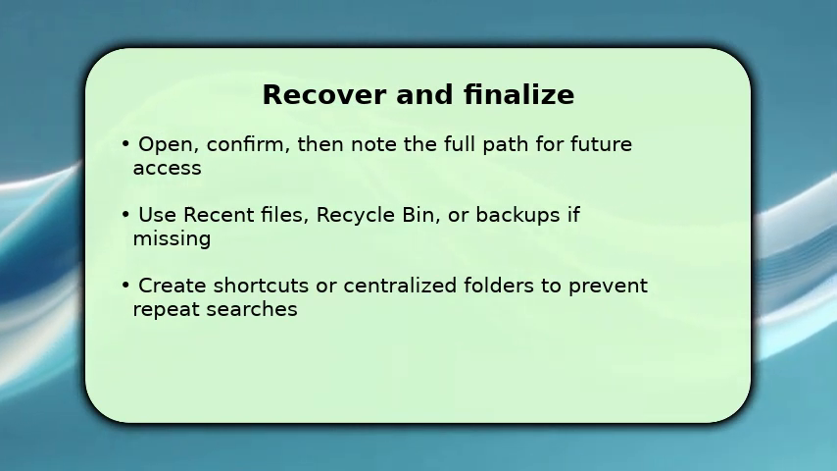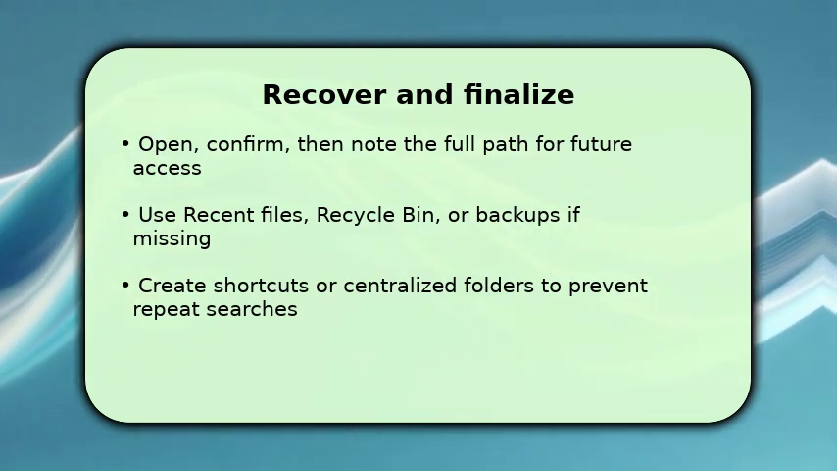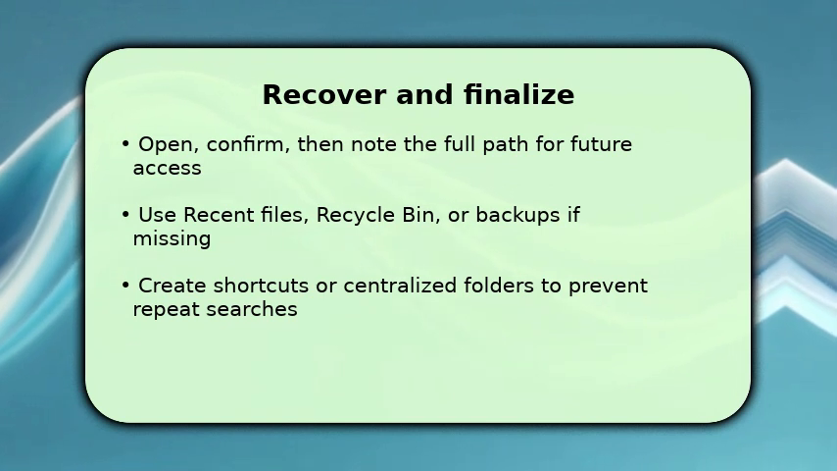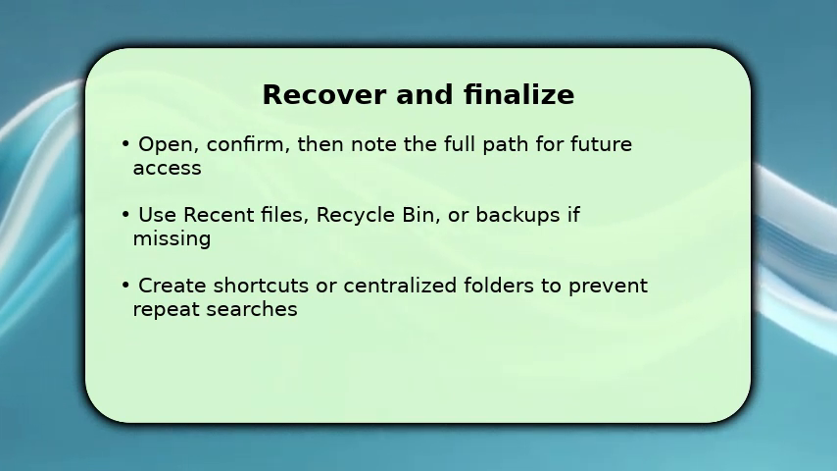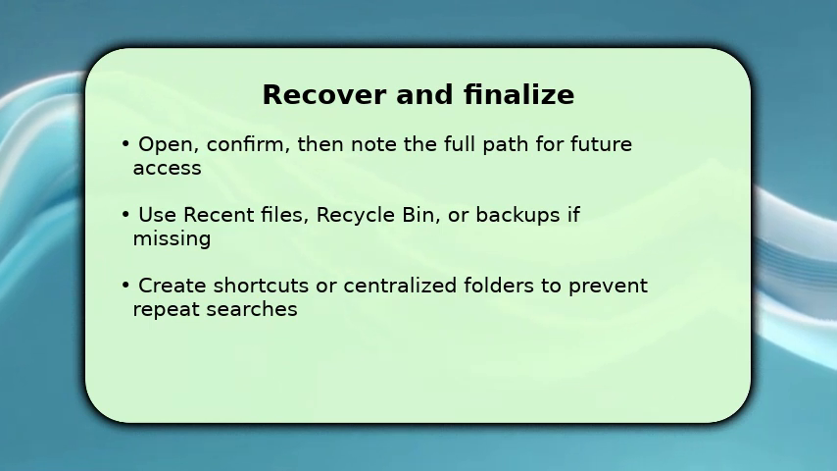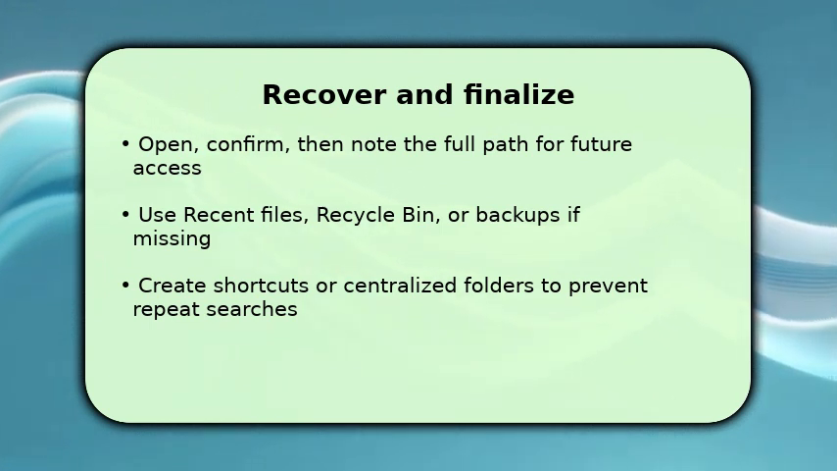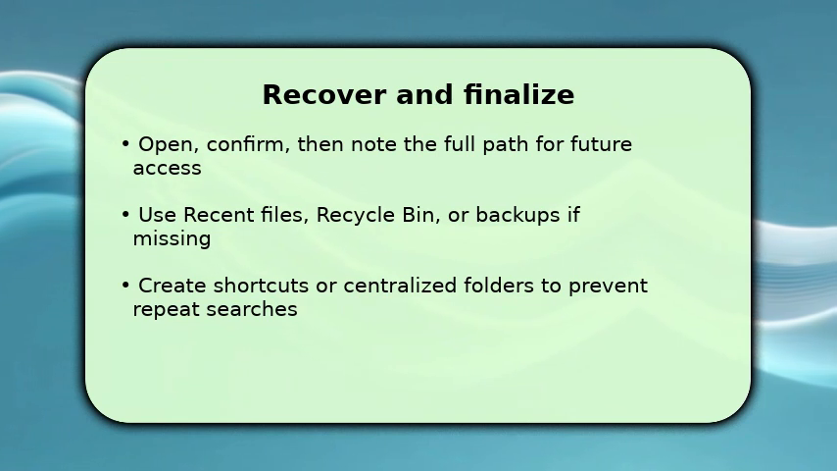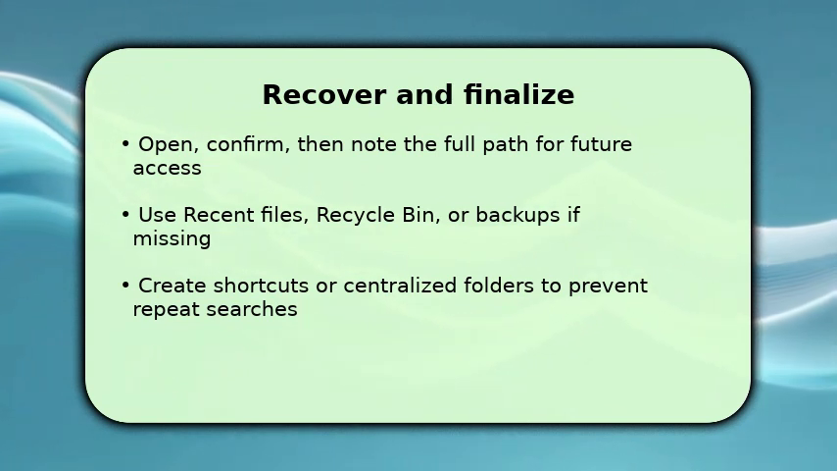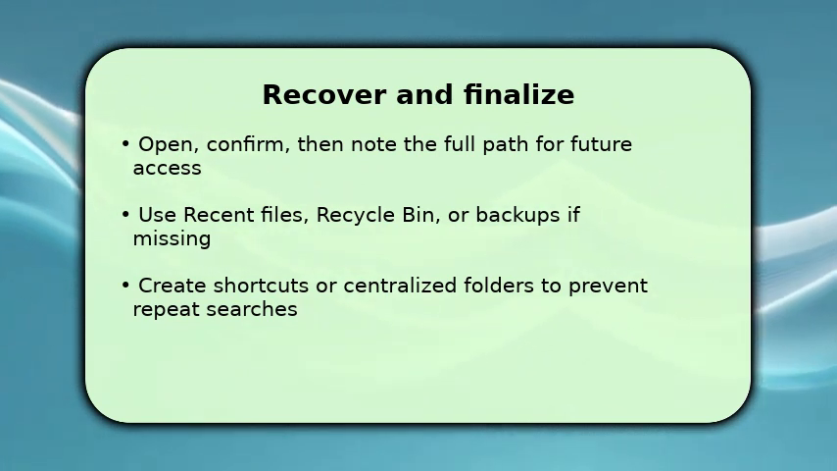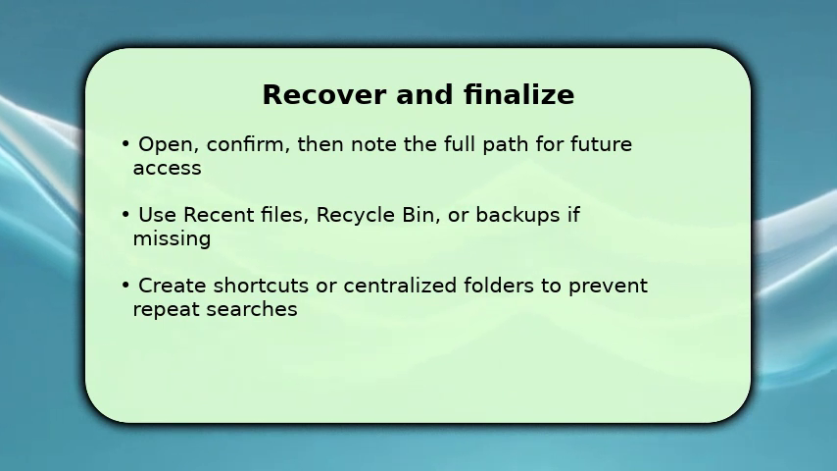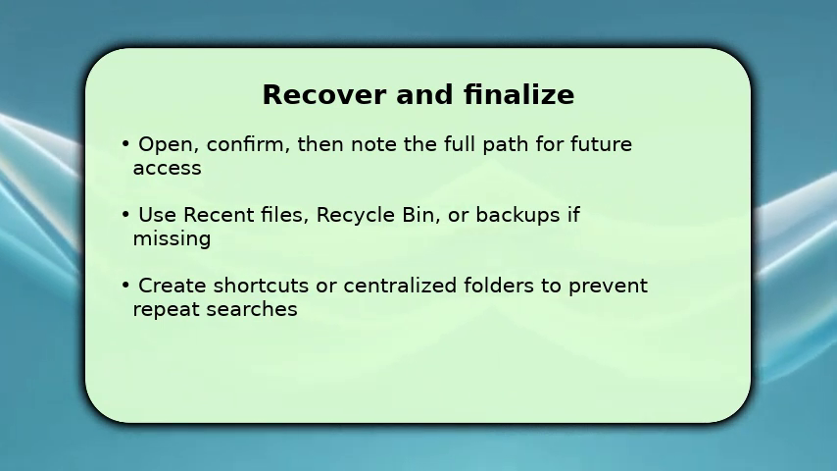If you can't find it, check recent files, recycle bin, cloud backups, or version history. These often hold deleted or replaced copies. Once recovered, move the file into a clear folder structure or create a shortcut. This prevents repeated searches. If something goes wrong, restart the indexing service or rebuild the search index to restore accurate results.